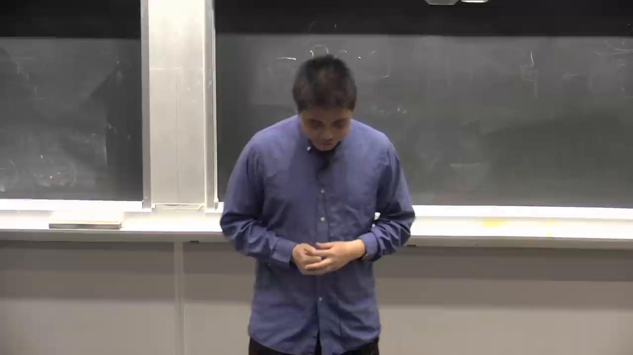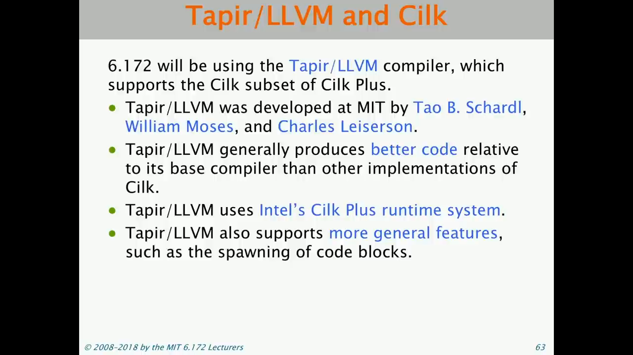Right now, Tapir/LLVM uses the Intel Cilk Plus runtime system, but I believe Charles's group has plans to implement a better runtime system. Tapir/LLVM also supports more general features than existing Cilk compilers. In addition to spawning functions, you can also spawn code blocks that are not separate functions, and this makes writing programs more flexible. You don't have to create a separate function if you want to execute a code block in parallel. Any questions?